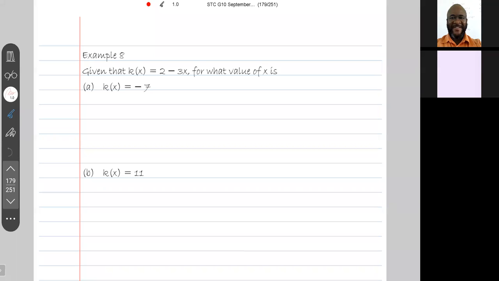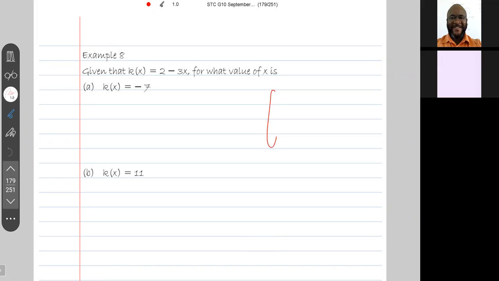All right, so we're gonna do example 8, but before we do example 8, I want to explain what they're asking. This says, given that k of x is equal to 2 minus 3x, they're asking for what value of x is k of x equal to minus 7. So this is what they're asking.